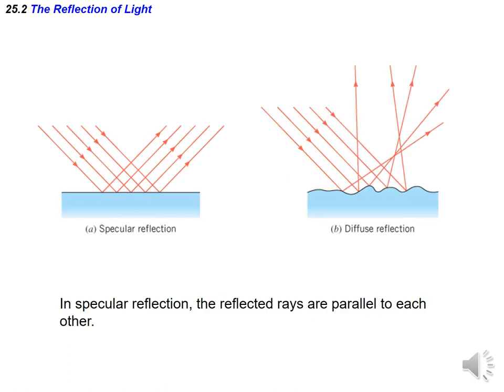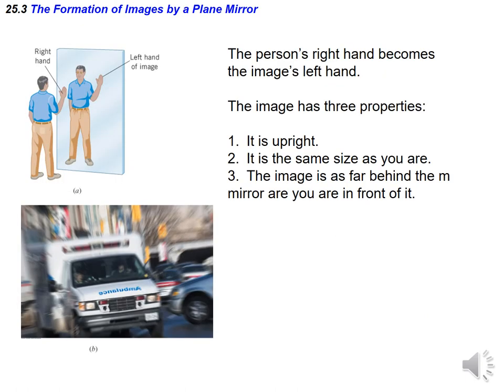It was shown here the difference between specular reflection and diffuse reflection. In specular reflection, the reflected rays are parallel to each other. The person's right hand becomes the image's left hand if a person is looking at his image in a plane mirror. The image has three properties.